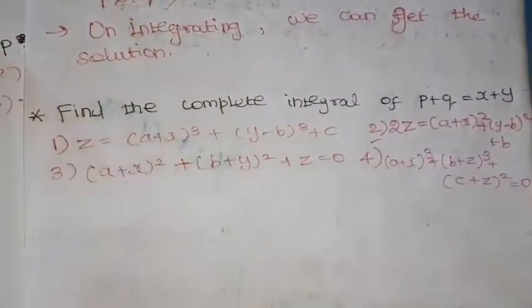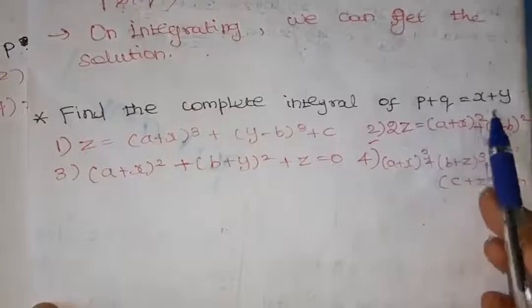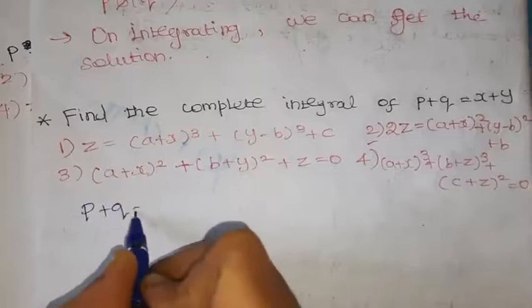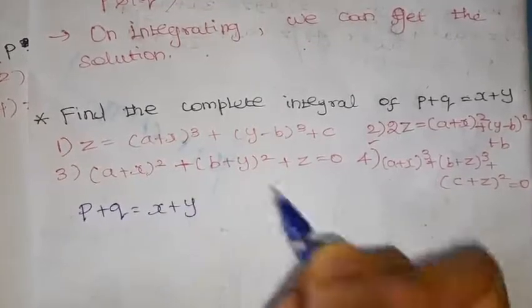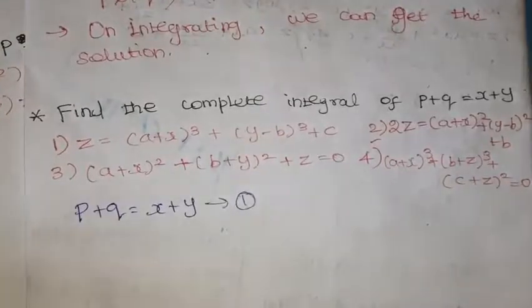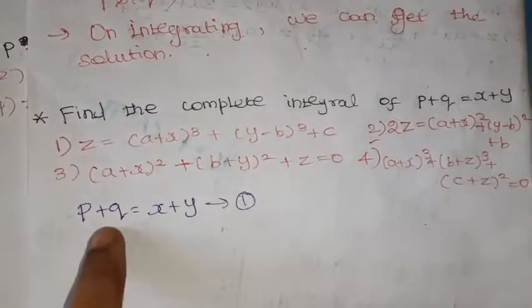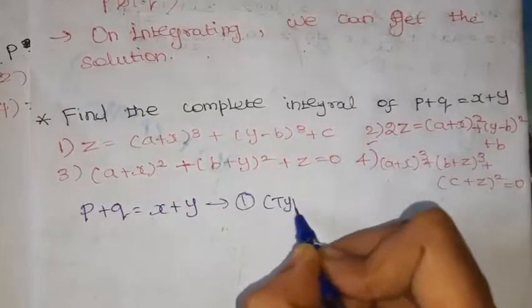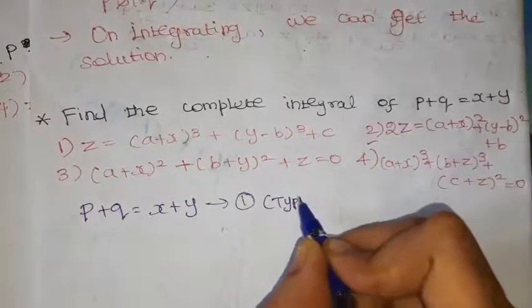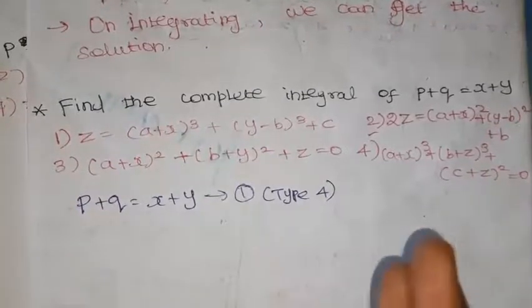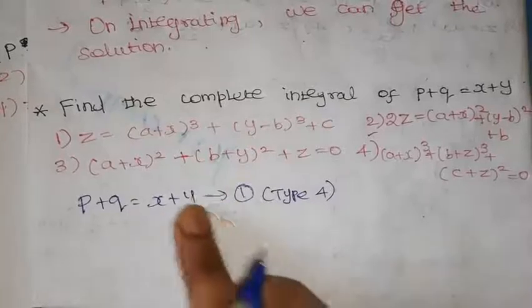Find the complete integral of p plus q equal to x plus y. What is given? We need to find the complete integral for the given equation. First we say it is equation 1. First we need to identify the type. See, it is in the form of p, q, x, y. So it is a type 4, right? This is of the form of function of p and x comma function of y and q. Then p and x on one side and q and y on the other side.